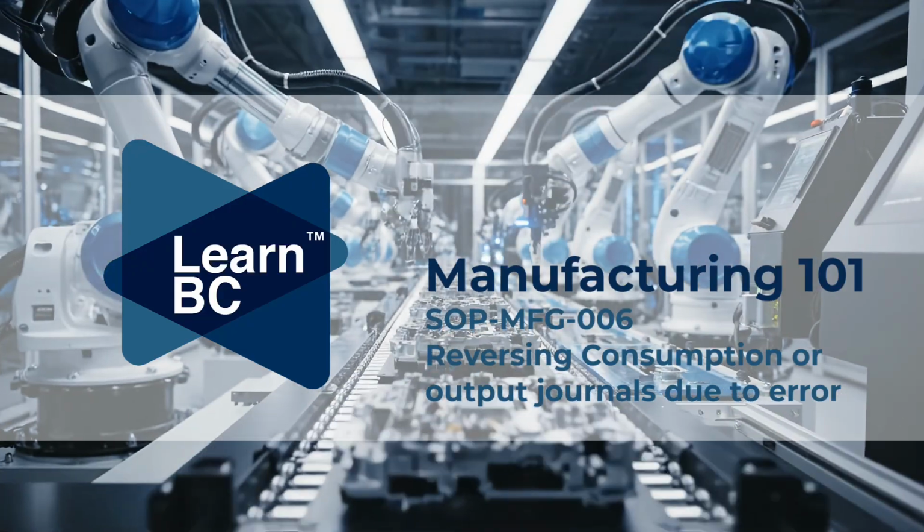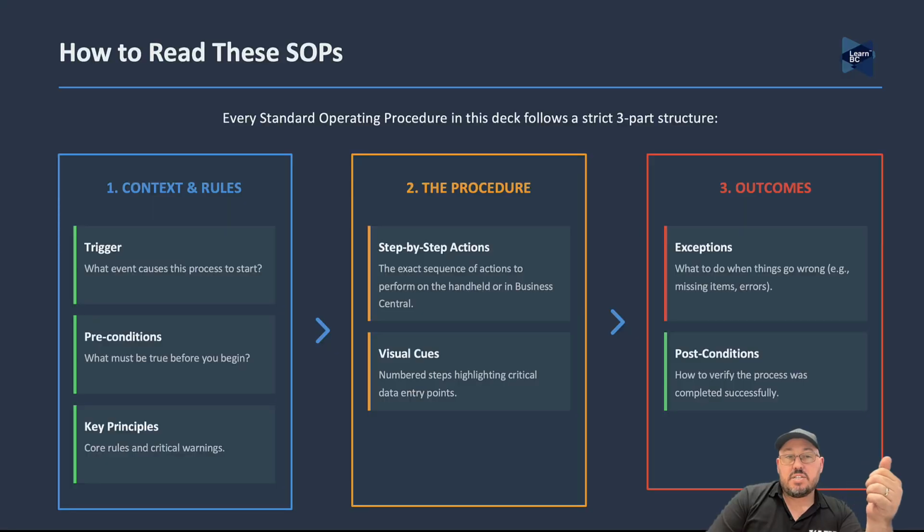Like with each of our videos, we like to go through the context and rules, which means what triggered this, what are the preconditions, what are the key principles, and then the procedure. Let's step-by-step walk it through. After we've gone through our slide deck, we're going to give you visual cues and show you how to do this. The outcomes: what are the exceptions? What happens if you do it wrong? What are the post conditions?